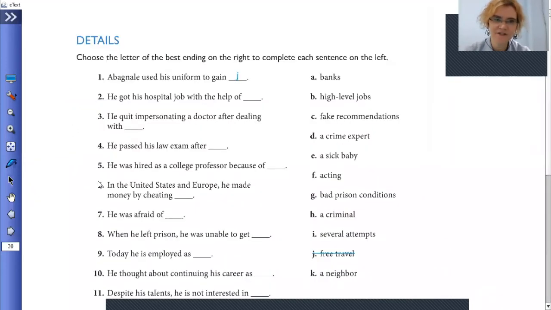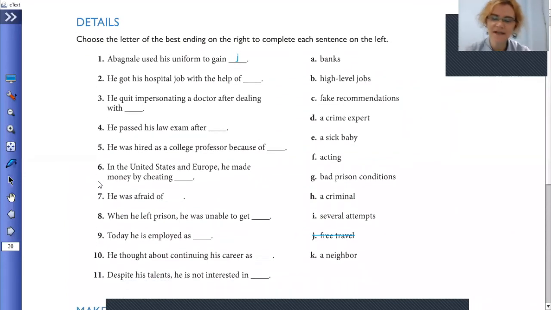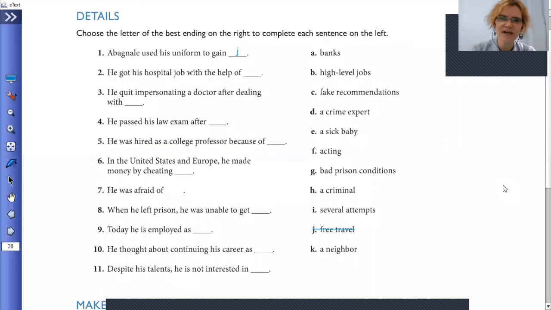Okay, that brings us to the details. Now we're not looking at main ideas, but we're more looking at the details. So we're going to start. We have number 1, Abagnale used his uniform to gain free travel. Now, number 2, please read and give the answer. I am going to ask Cristianto.